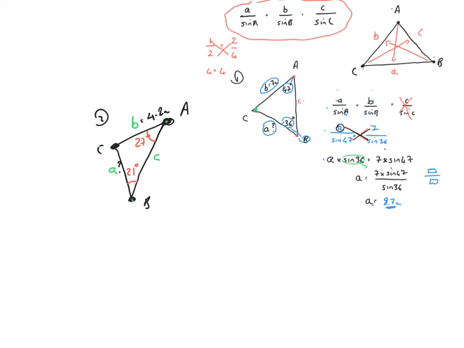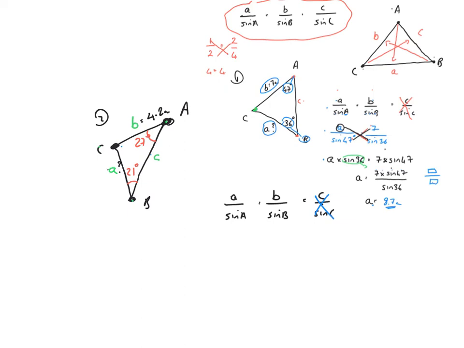Next move, write down the formula. A over sine A equals B over sine B equals C over sine C. Now check what information you don't have. I don't have anything for C. Cross it out. Okay, next line, A over sine A.